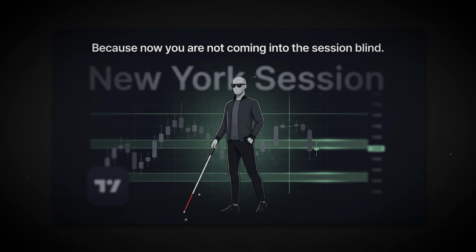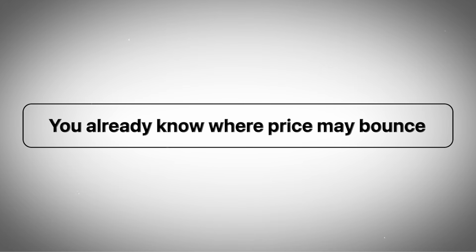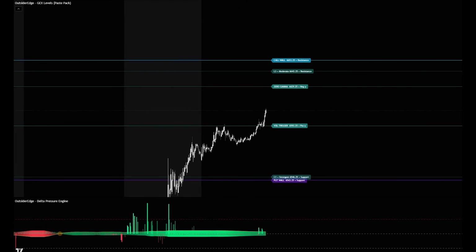Because now you are not coming into the session blind. You already know where the major support and resistance zones are likely sitting. You already know where price may stall, you already know where price may bounce, and you already know where a move can start expanding if the market enters a more volatile regime. The first example. I pasted the gamma exposure levels pack of this day into the indicator.